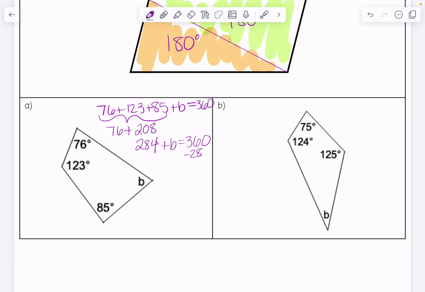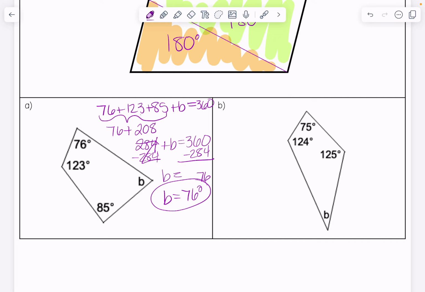So I can subtract 284 from 360 and figure out that b is going to equal 76 degrees, I believe. Hopefully that's correct. All right, and then I had a little person knocking at my door during that problem.